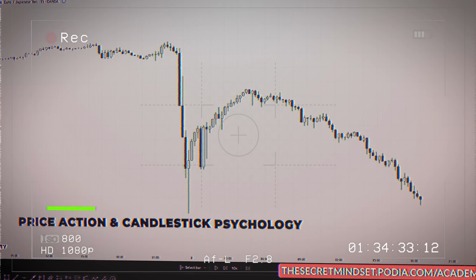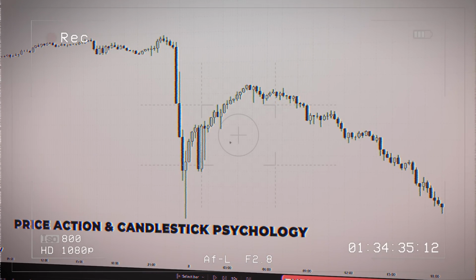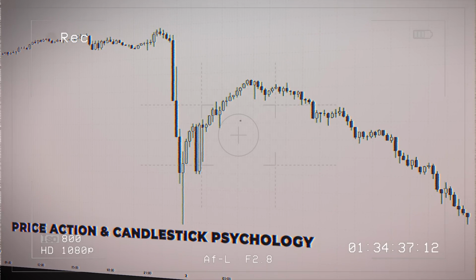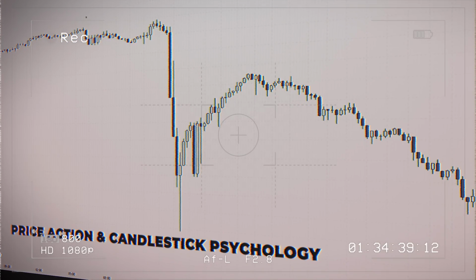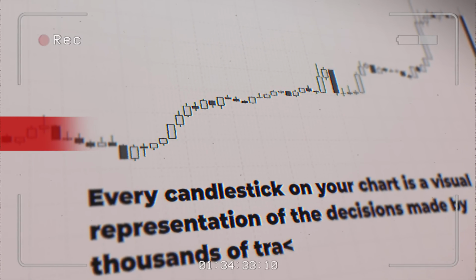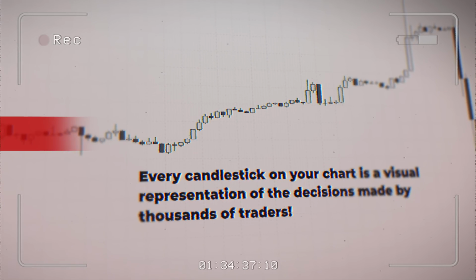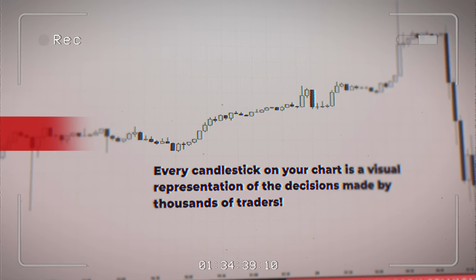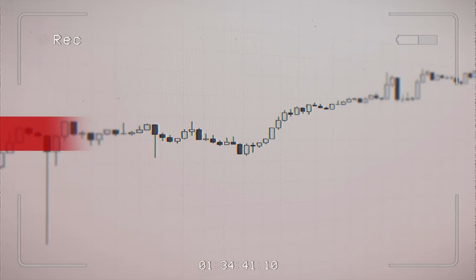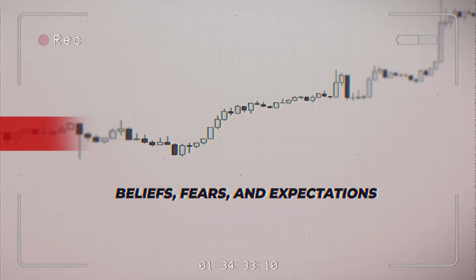Let me tell you a secret. Price action and candlestick psychology is what separates the true market masters from the rest. You see, every candlestick on your chart is a visual representation of the decisions made by thousands of traders, each acting on their own beliefs, fears, and expectations.